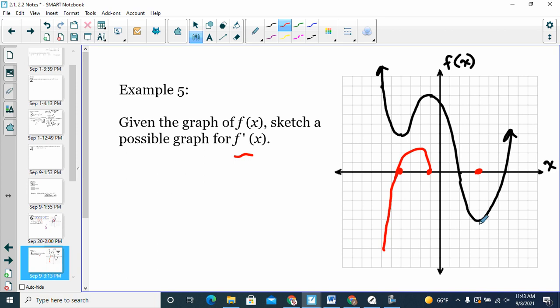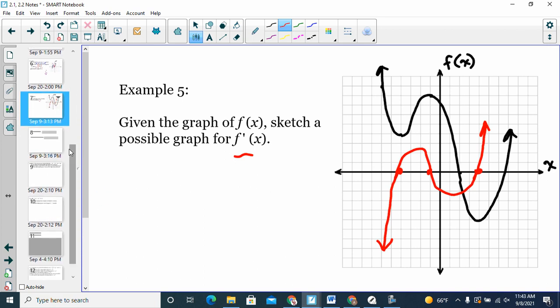And then the slope is negative again, under the x-axis, and then the slope is positive above the x-axis. Again, pretty bad drawing there, but you kind of get it. It should look something like that.